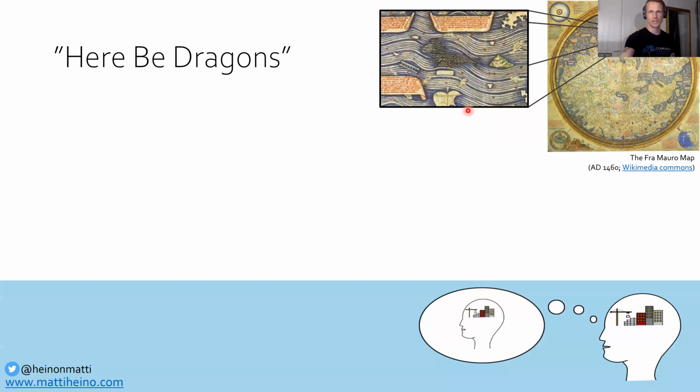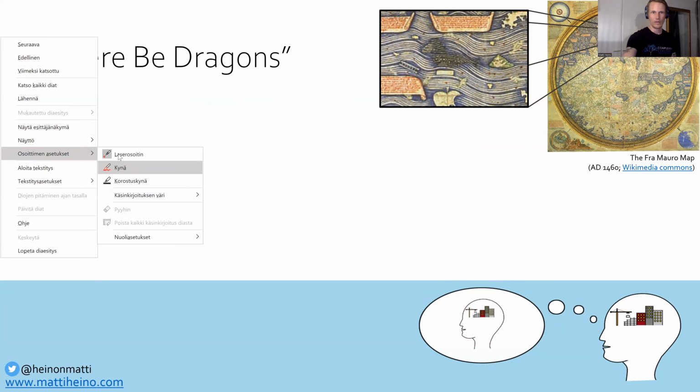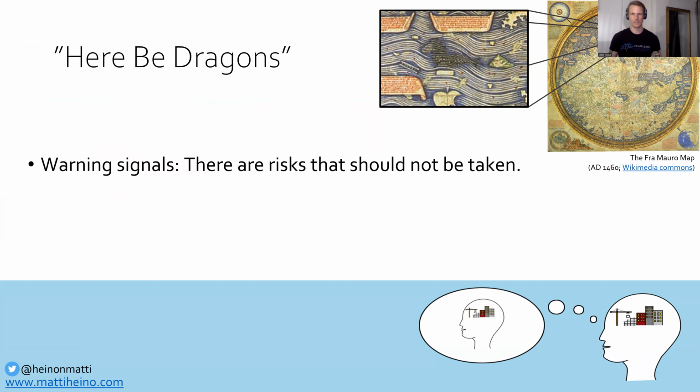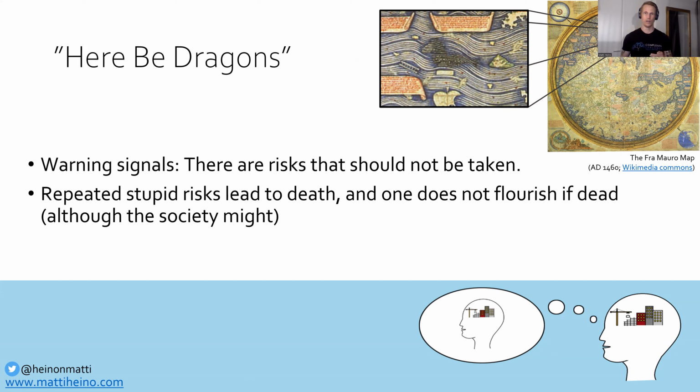And what this leads us to is the dragon. So let's talk about dragons a bit. In the olden days, you had these warning signals in maps where they drew up dragons and other strange beasts. They were saying that you don't really want to go here. And that makes sense because there are risks that really shouldn't be taken. You shouldn't try playing Russian roulette repeatedly because no matter how you might flourish if you win, dying actually destroys all your future opportunities to be a good person and a happy individual.